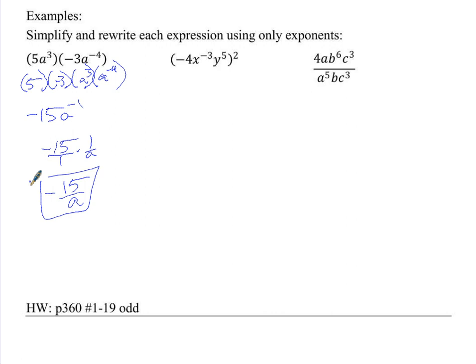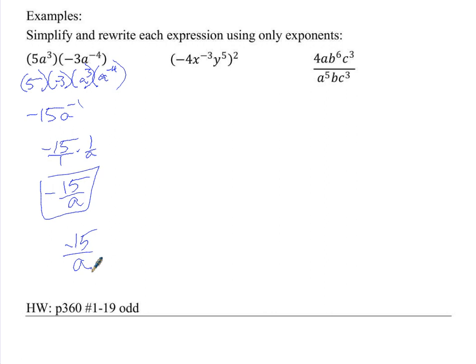Now I went a very long way on this problem. I went a long way around to go from start to finish. You don't have to do this step. What you need to realize is that since this is all multiplication, I'm going to multiply my numbers together and get the negative 15. Because I have all multiplication and I have like bases, I'm going to add these exponents together and get a to the negative 1st. And that a to the negative 1st means it needs to go in the denominator.